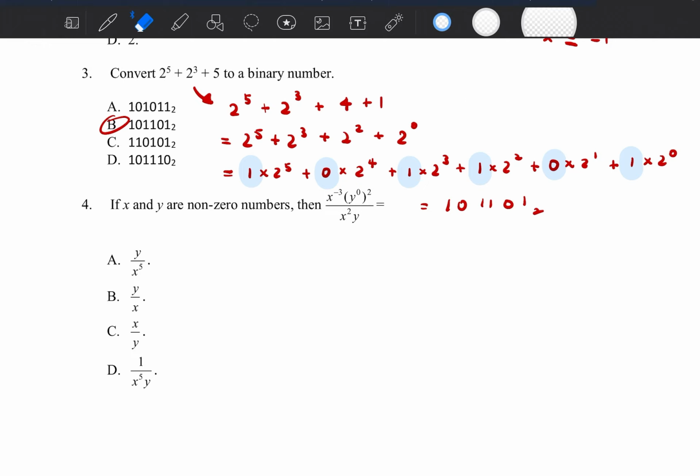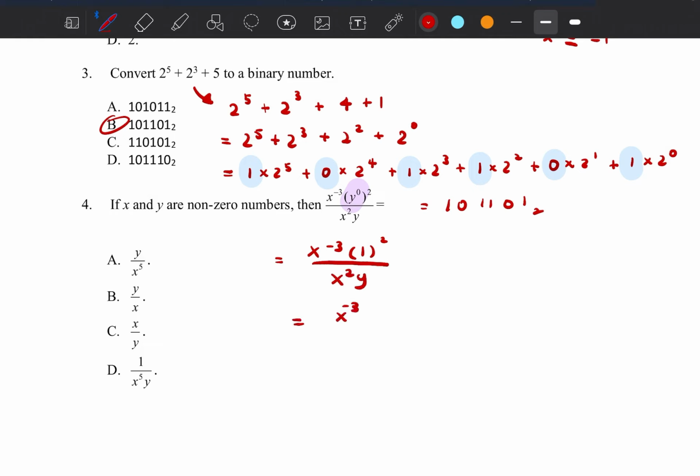So you have to do all this. Okay, so always look at what information they gave you, which method you have to use. So then it comes to this indices question. So you got those negative and 0. So always start with the 0 first. Okay, x minus 3 and 0 is always 1. So x to the power of minus 3, x squared y.